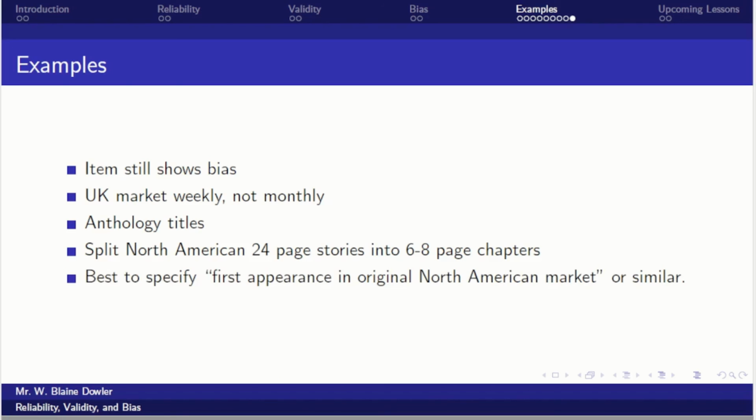So we would be better off specifying that, yes, we are looking for the first appearance of Dr. Octopus in the original North American market. That will help us avoid the issues where UK readers might find him appearing for the first time in a book that's not even titled Amazing Spider-Man, because you might have characters from multiple titles being put in under one cover.